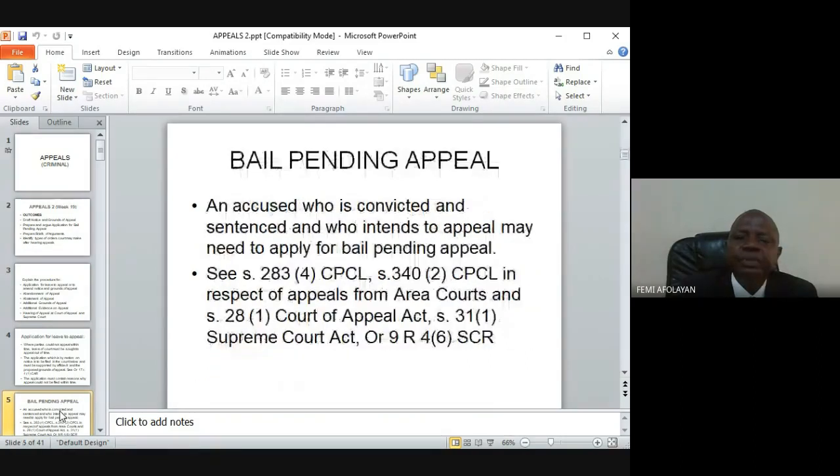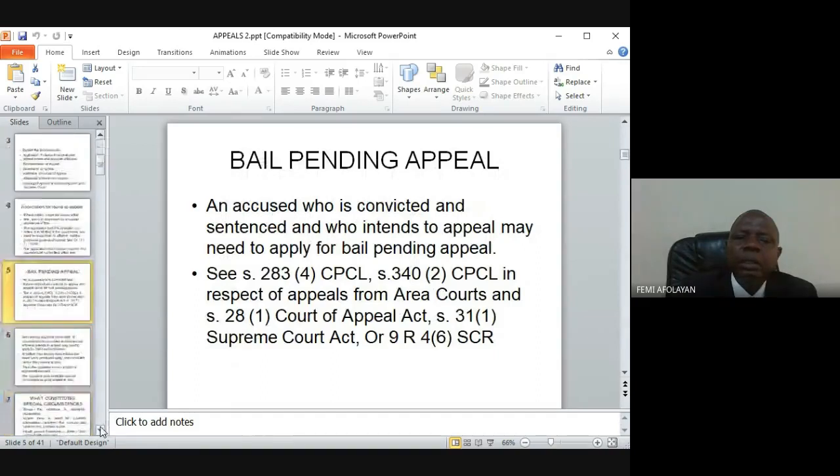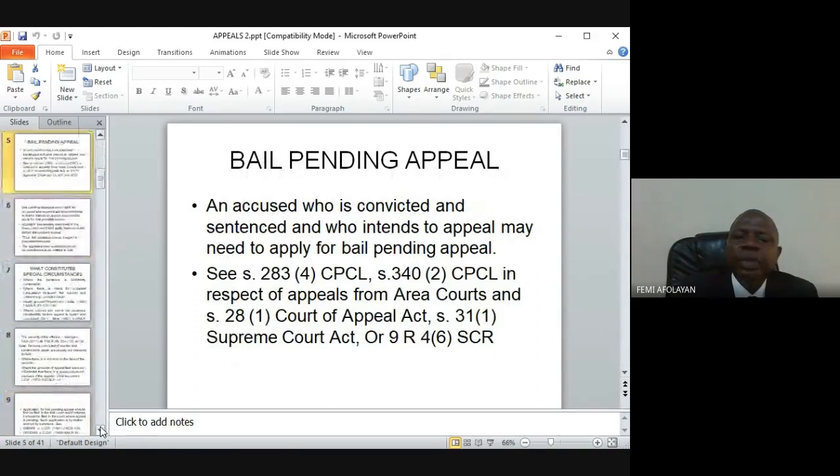Let's go to bail pending appeal. An accused or a defendant who is convicted and sentenced and who is dissatisfied with the judgment and intends to appeal may need to apply for bail pending appeal.